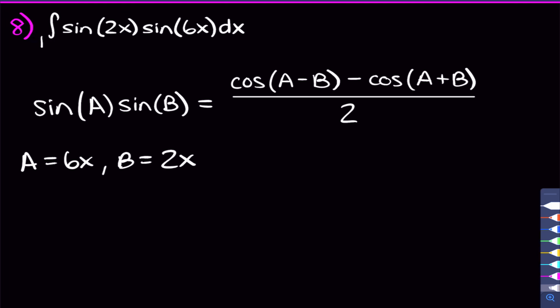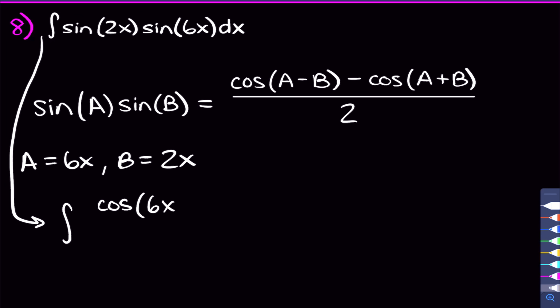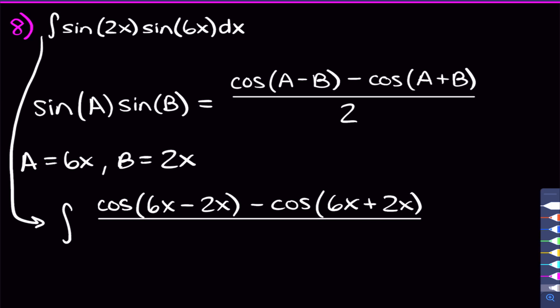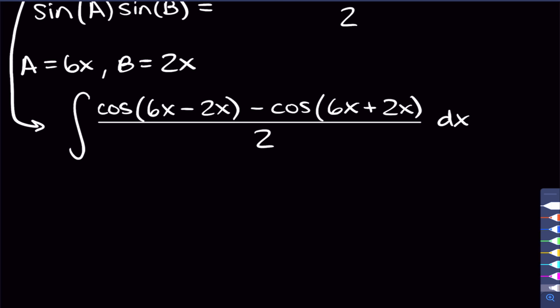So I can change this integral with that trig identity to be the integral of cosine of 6x minus 2x minus cosine of 6x plus 2x all over 2 dx. And the integral sign kind of looks a little wimpy. I think we should make that a little bigger. There we go. Okay, let's simplify this down.